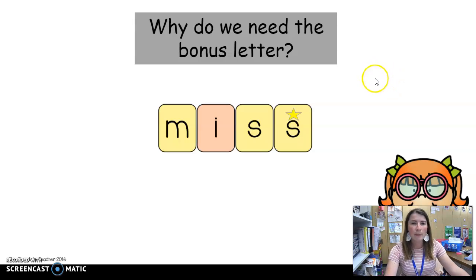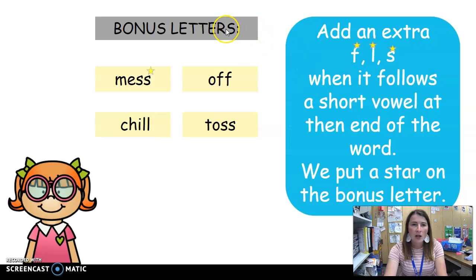All right, we're going to talk about bonus letters. Why do we need a bonus letter? All right, let's look. We have the word miss. Ooh, we have this fancy thing at the end. We have this star above this S, and we have two S's. Let's find out why we need a bonus letter. We need bonus letters when it follows a short vowel. So you add an extra F, L, or S when it follows the short vowel at the end of the word. We use a star on the bonus letter.